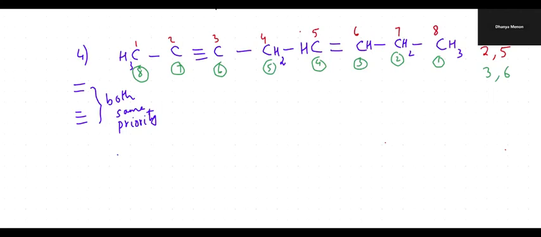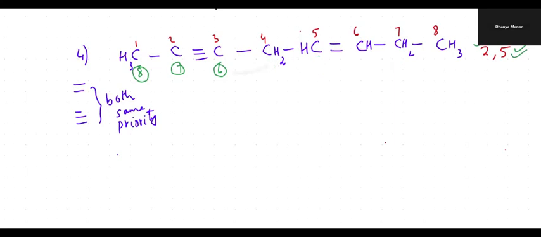So students, these are the positions. When I did the numbering first, the numbers of the double and triple bond are 2 and 5. And when I did the numbering from the other side, it was 3 and 6. And again, we will look at the first point of difference. If you check, this is 2 and this is 3. So definitely we'll go with the first point of difference. So we will be using 2 and 5, not 3 and 6. We will use the rule of first point of difference, which is a very important rule.